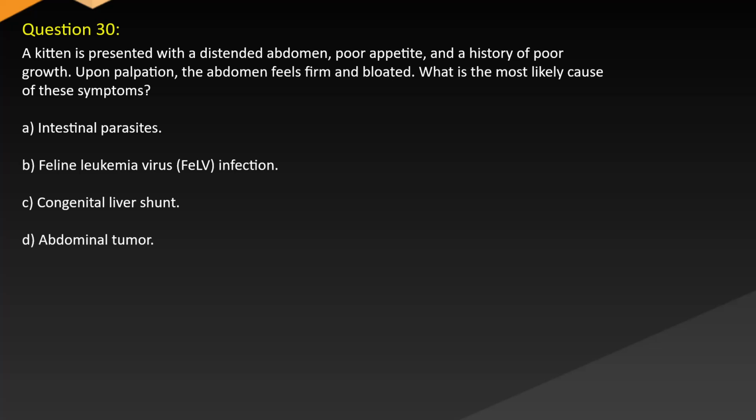Question 30. A kitten is presented with a distended abdomen, poor appetite, and a history of poor growth. Upon palpation, the abdomen feels firm and bloated. What is the most likely cause of these symptoms? A. Intestinal parasites. B. Feline leukemia virus infection. C. Congenital liver shunt. D. Abdominal tumor.